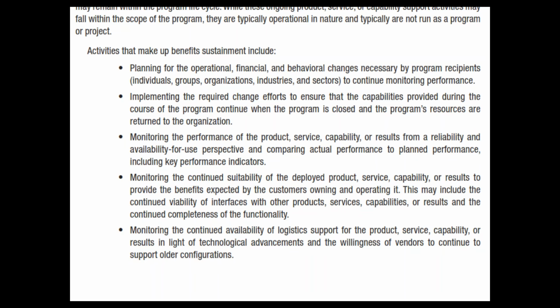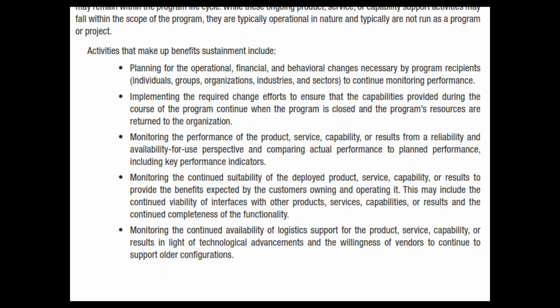Implementing the required change efforts to ensure that the capabilities provided during the course of the program continue when the program is closed. If there are no program resources, I have taught the people who are taking over and we are confident that they can handle it, only then we can leave. Otherwise, if there is a customer on whom I'm not very confident, then the program will sustain for some more time, till the time they have actually learned it.